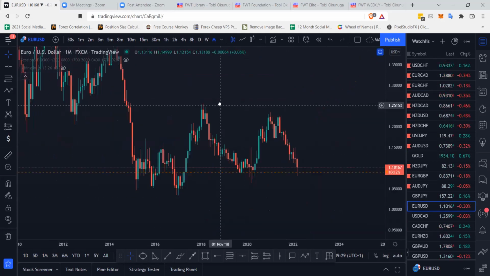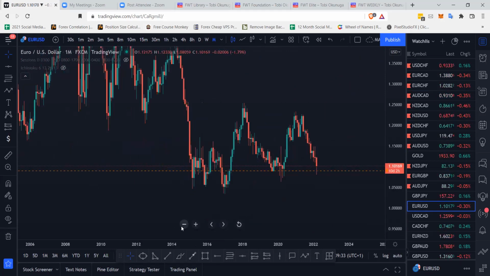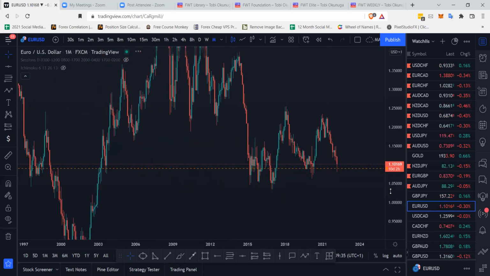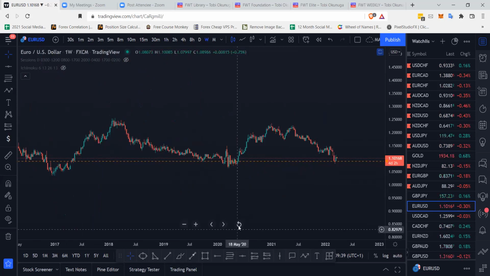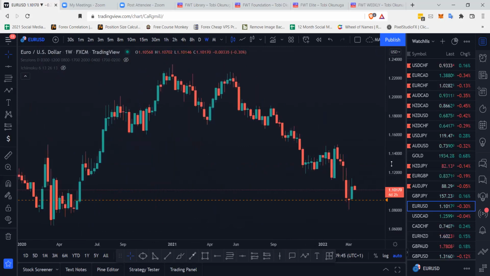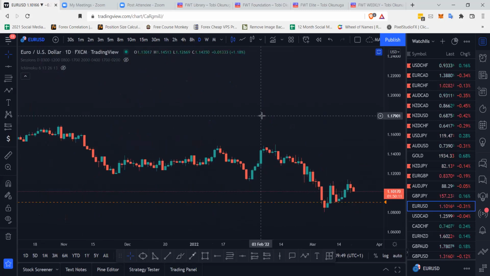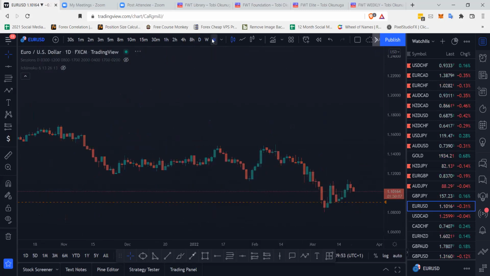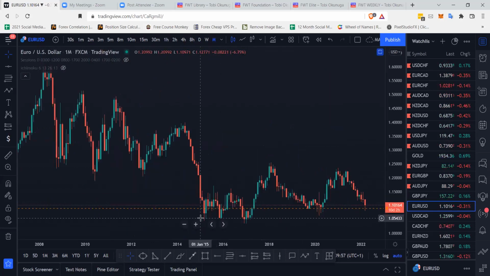EUR/USD on monthly. What are we saying? Let me start this. Let's just quickly do this. Price is in the monthly demand, daily. You can send your pairs, or just send any other pair you want us to check.